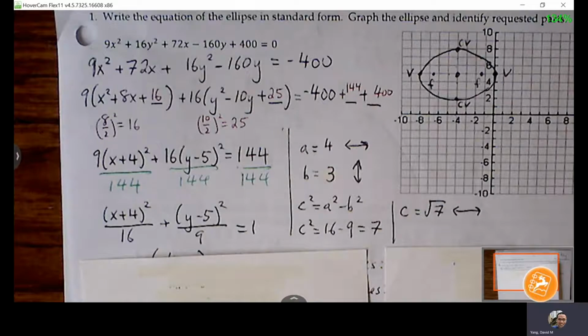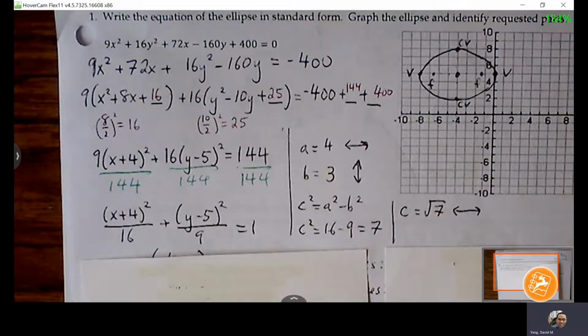So the bigger number is A, but we also know A is moving left and right because it's below the X. And if A was below the Y, then you're going to go up and down. So whatever number is below the variable, that's going to tell you which direction to move. Whatever is under the X, you're going to move left and right. Whatever is under the Y, you'll move up and down.